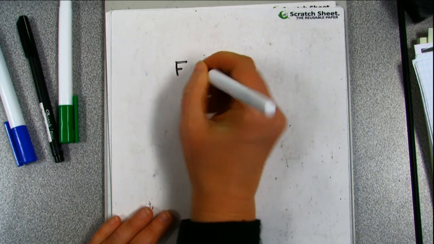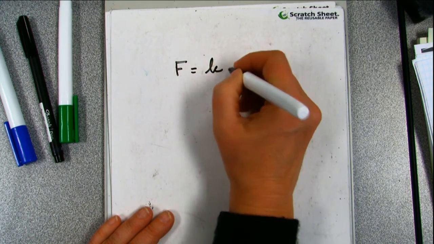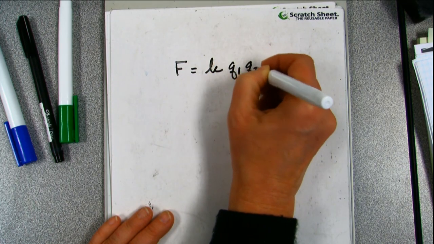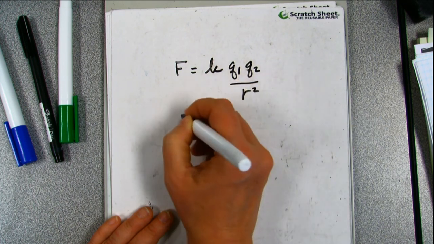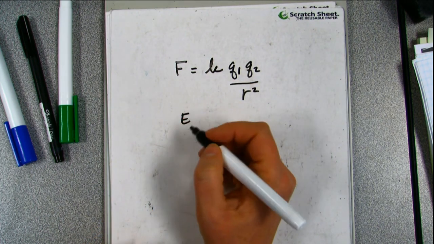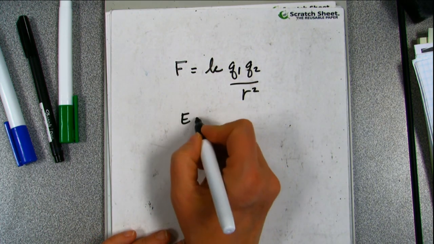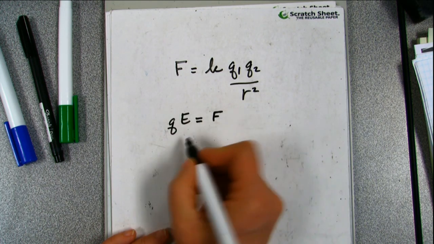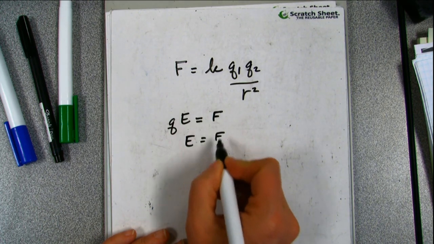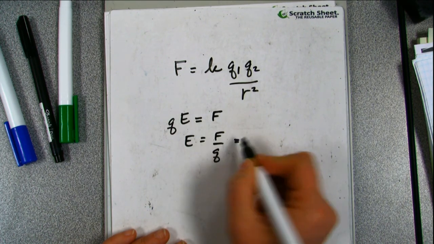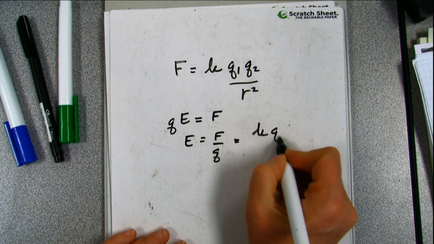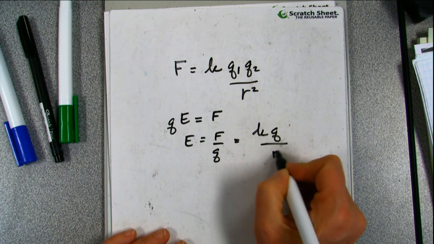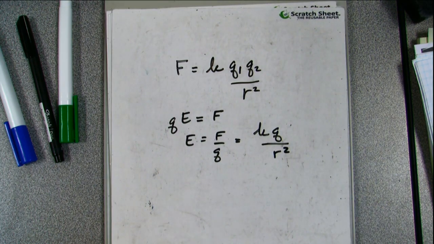F is equal to Coulomb's constant times Q1 Q2 over R squared. And we defined the electric field as E equals F divided by Q, which means that E is equal to KQ over R squared. So that's going to tell you how things are going to fall.